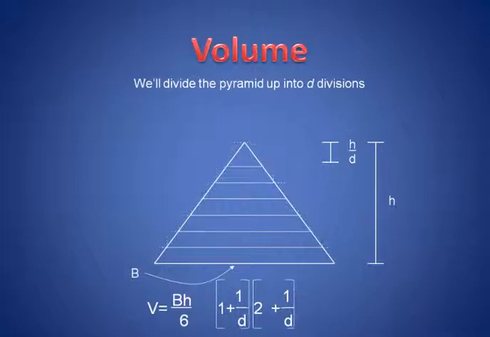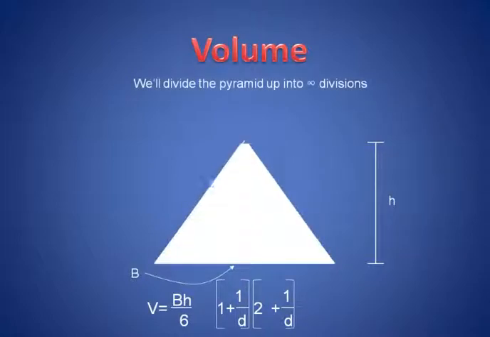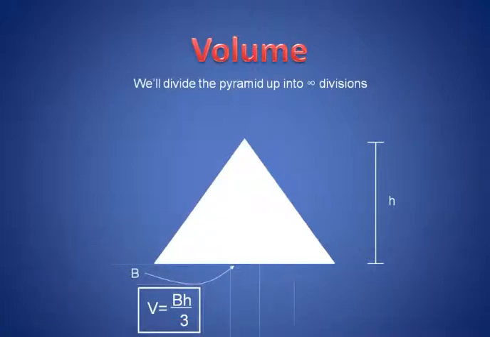And now we're going to assume that the more divisions we make, the better the approximation we get. So if we can make infinitely many divisions, now all of a sudden 1 over d gets arbitrarily close to 0. So we get bh over 6 times 1 plus 0 times 2 plus 0. In other words, bh over 6 times 1 times 2. In other words, bh over 3. As we wanted, the volume of this pyramid is 1/3 times the area of its base times its height.